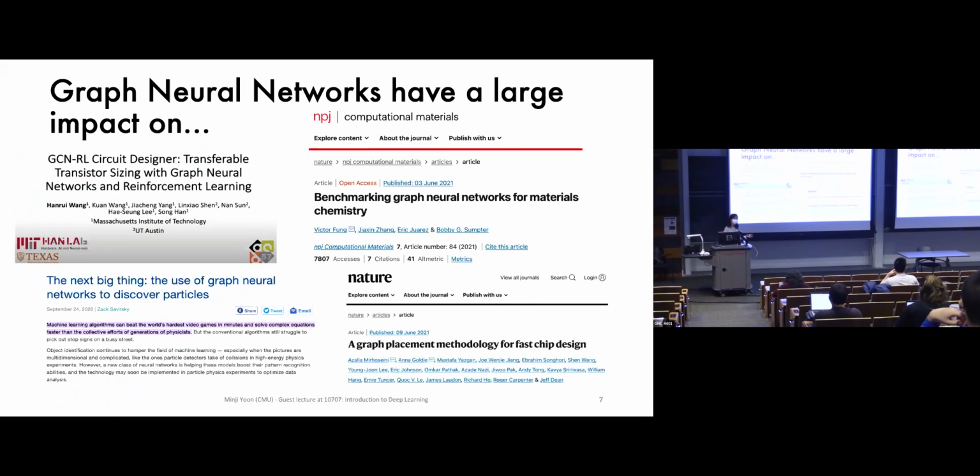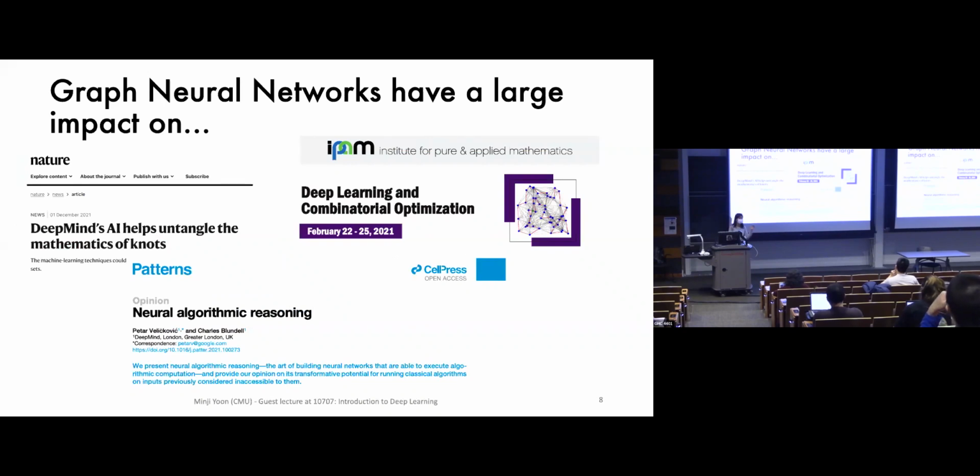And beyond these recommendation applications, graph neural networks are actively used in other science fields, from reinforcement learning in computer science, to chemistry, material science, biology, and even in chip design. And recently people have started to find a connection between graph neural networks and mathematics. Now GNNs are also actively used to solve combinatorial optimization.